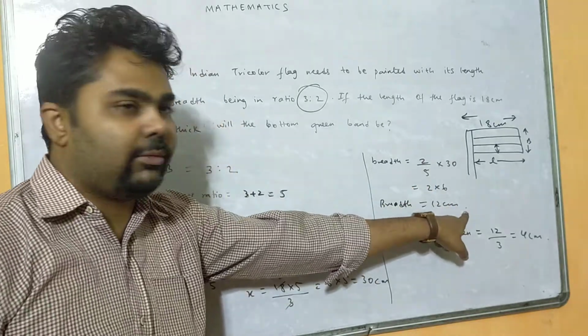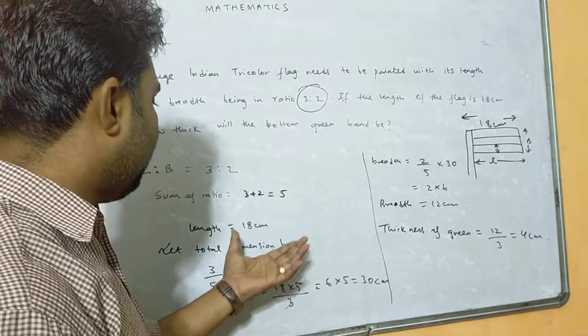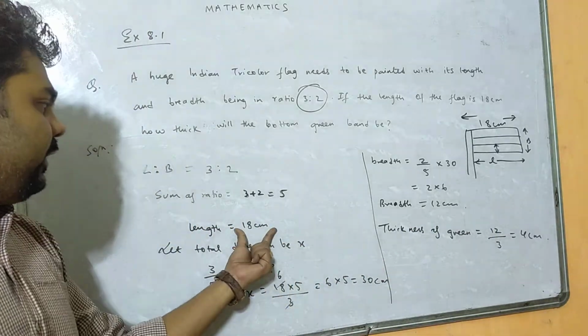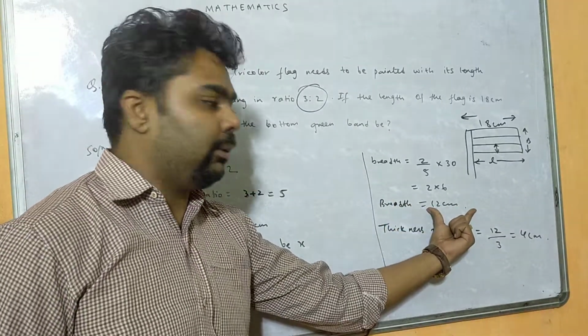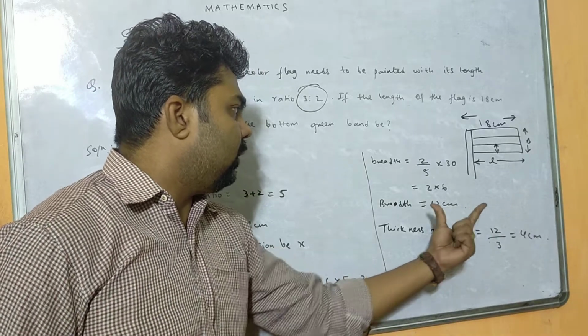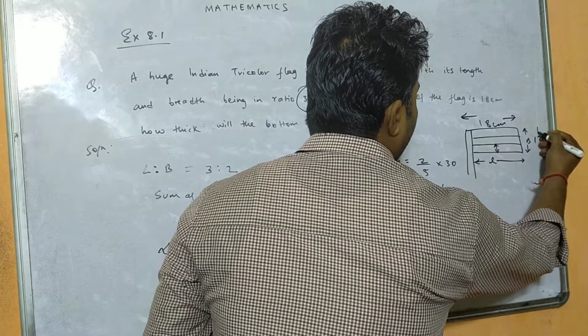So 12 centimeter is breadth. So now we know how much is the length and how much is the breadth. So length is 18 and breadth is 12 centimeter, right? So what will be now breadth? You see, this was the breadth. So breadth is now 12 centimeter from here to here.